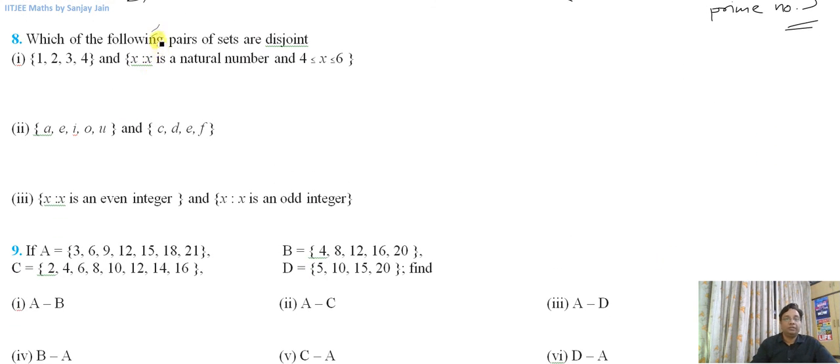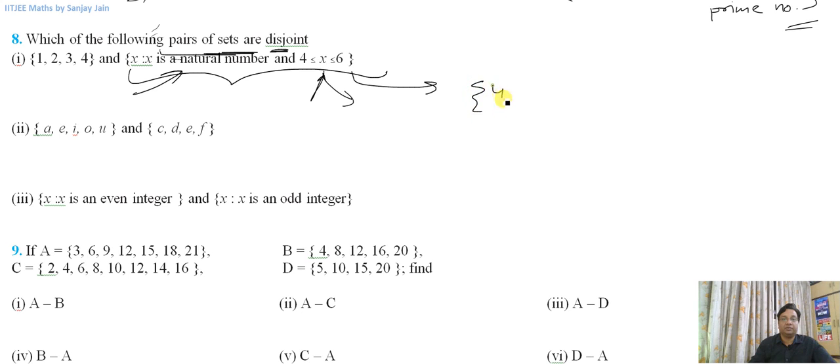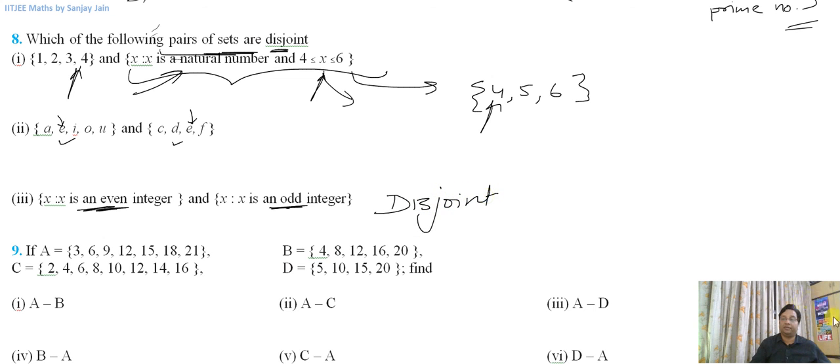Which of the following pairs of sets are disjoint, that have nothing in common? So x is a natural number and x is greater than or equal to 4, less than or equal to 6. So this set in roster form can be written like this: 4, 5, 6, right? And this set has got 4 in it, so there is something common, so they are not disjoint. In these two I can see that E is common, so these are also not disjoint. Now look at this, this is an even integer, this is an odd integer, these are of course disjoint because these have nothing in common.